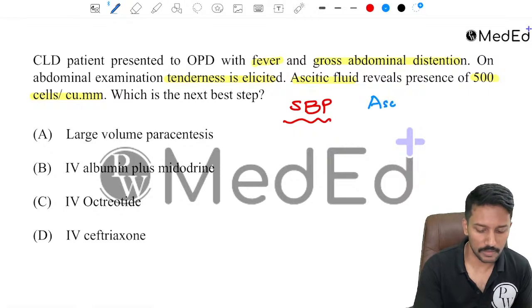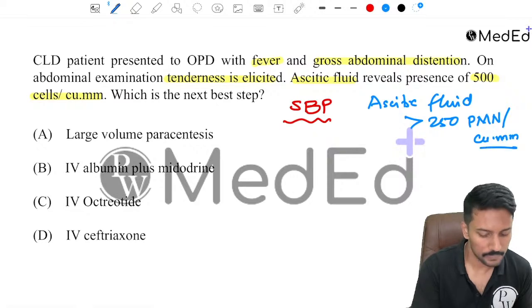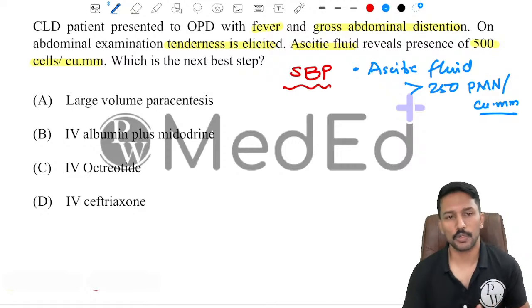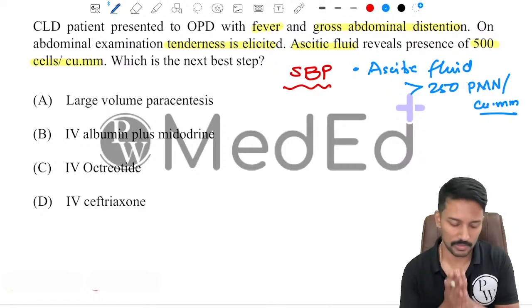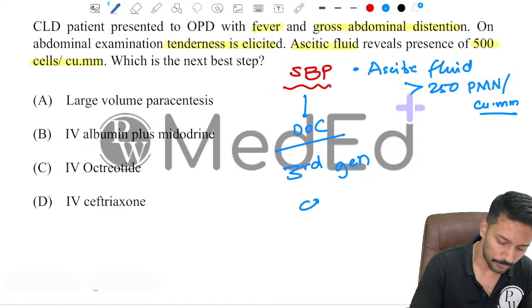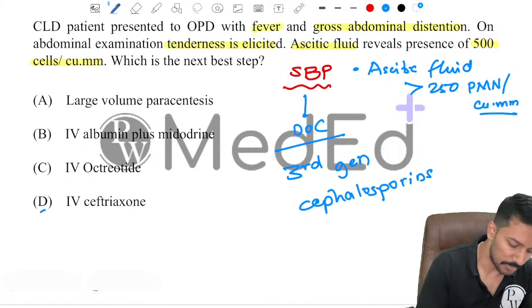If the ascitic fluid shows more than 250 neutrophils or polymorphonuclear cells per cubic millimeter, it is diagnostic of spontaneous bacterial peritonitis. So keeping that in mind, we will take it as spontaneous bacterial peritonitis, and obviously that patient needs antibiotics. Currently, the drugs of choice are third generation cephalosporins. So option D becomes the correct answer.